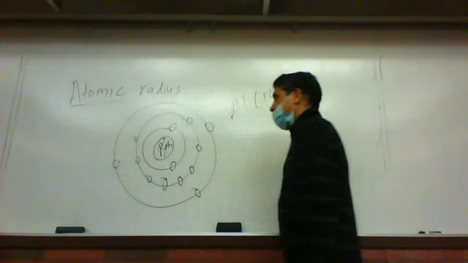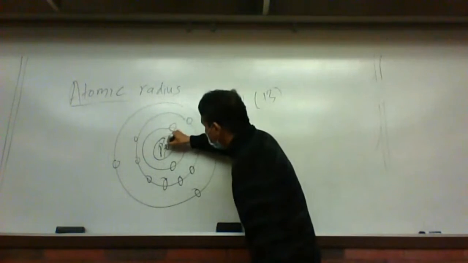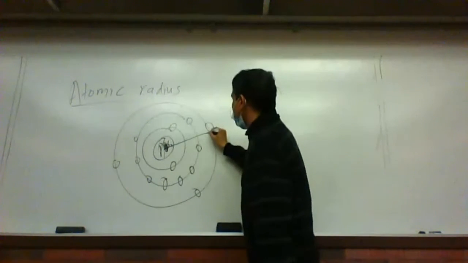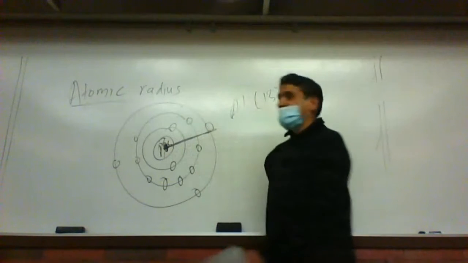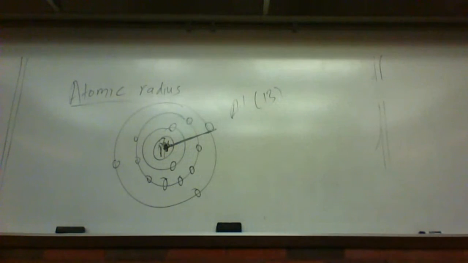Now what is the atomic radius of aluminum? The atomic radius of aluminum is the distance from the center to the outermost, this third orbit. So this distance is called the atomic radius. Make sense? So the distance from the nucleus to the outermost orbit is called the atomic radius. So how do people measure it?